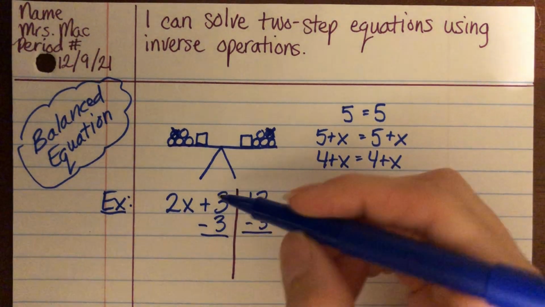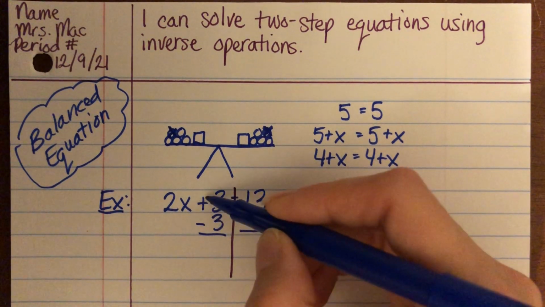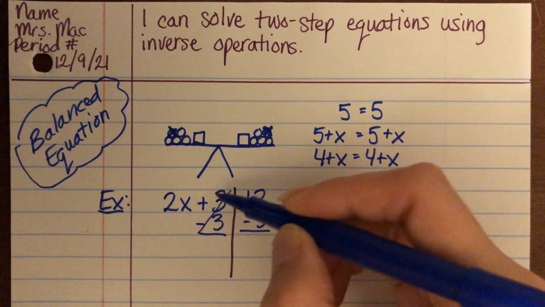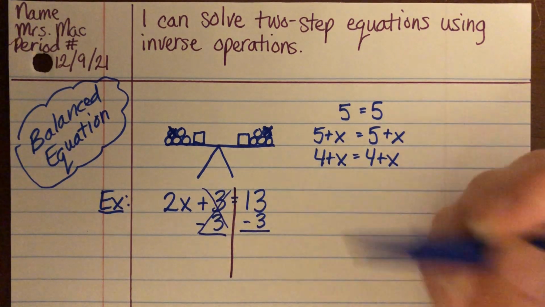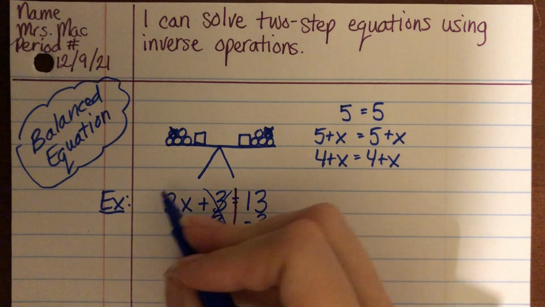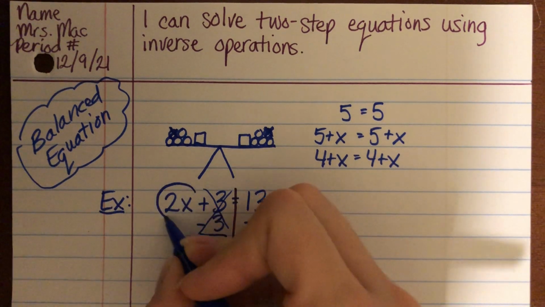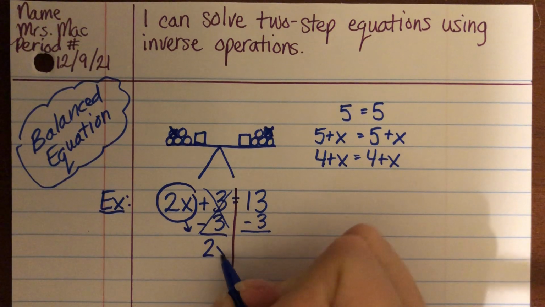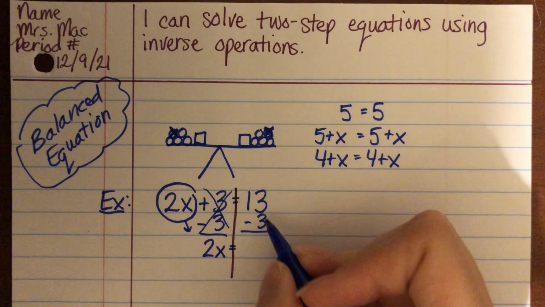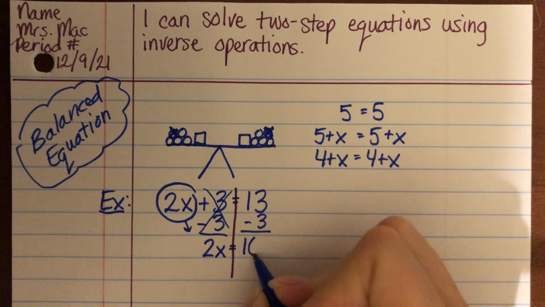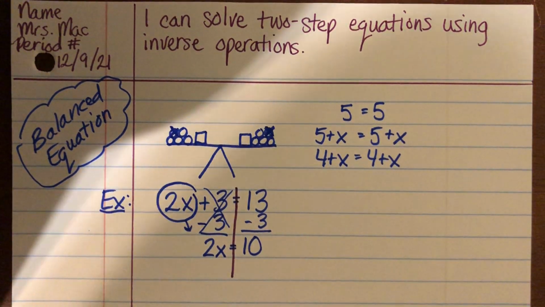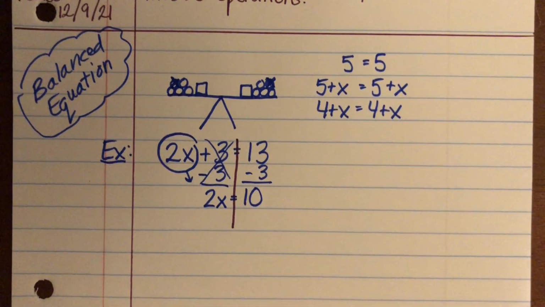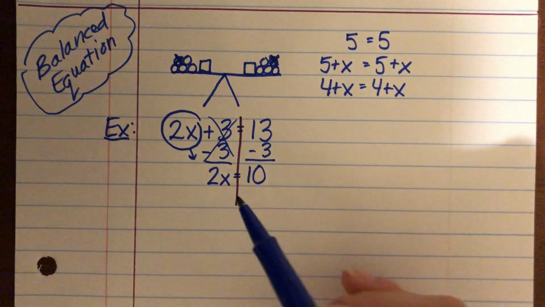Now this 3 minus 3 is 0. So what we've done is we've basically just canceled that part out. And what I'm left with here, and I can bring this down, is 2x, and then I can subtract here, is equal to 10. Now you're left with just one operation.